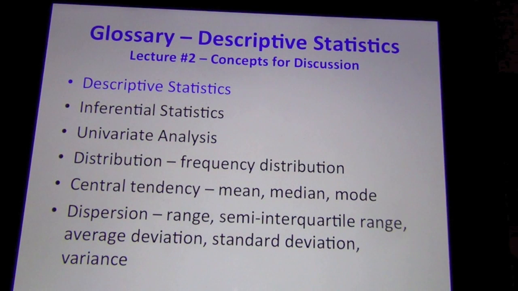This is what we'll talk about today. We'll talk about descriptive statistics. We'll compare them briefly with inferential statistics. We'll talk about a univariate analysis because that's a part of the process. We'll talk about measures of distribution, which are primarily frequency histograms and frequency distribution. We'll talk about measures of central tendency, which are mean, median, and mode. And we'll talk about measures of dispersion, which are range, semi-interquartile range, but more commonly, standard deviation and variance.